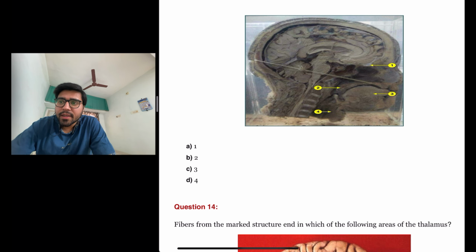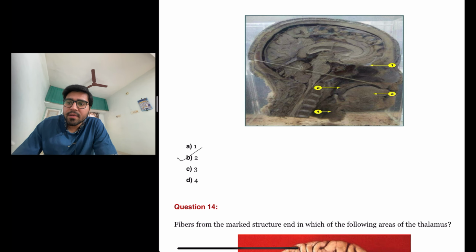So the nerve that is most probably injured in this scenario is the ninth and 10th cranial nerve, and to diagnose that easily, you can measure the taste sensation of the uvula, and then you can easily diagnose the clinical nerve injury. So the answer here is B, number 2.